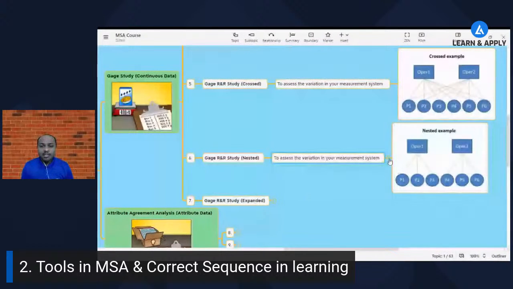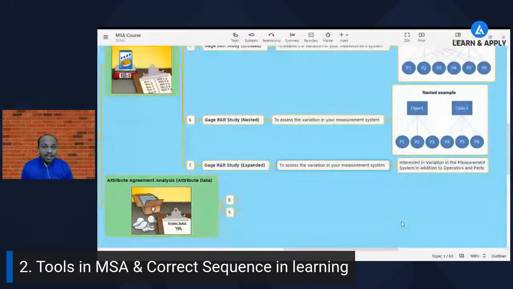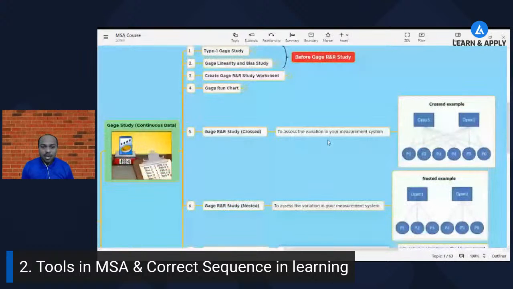Now, the third option, the third tool as a part of gauge R&R study is the gauge R&R study expanded. This is also used to assess the variation in our measurement system. But we need to use it when we are interested in checking the variation in our measurement system in addition to operator and part. Like we want to check the environmental factors, the impact of temperature, the impact of humidity, the impact of noise level. So we need to extend our measurement system analysis to factors other than operator and part. In that case, we are going to use this gauge R&R study expanded, right? So these are the 7 tools that we are going to use for continuous data.